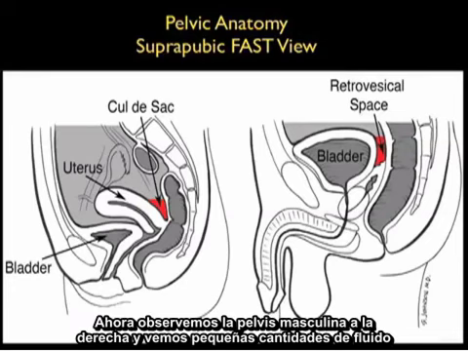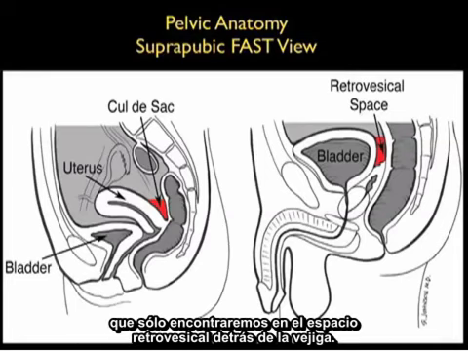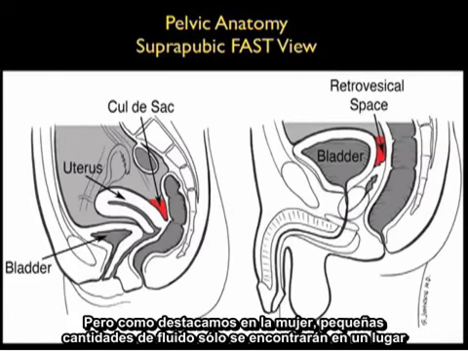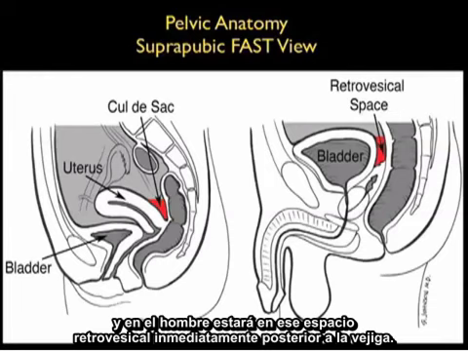Now let's take a look at the male pelvis to the right, and we see small amounts of fluid that will only be found in the retrovesical space behind the bladder. As the amount of fluid enlarges, it will come anterior to settle out over the top of the dome of the bladder, but as we emphasized in the female, small amounts of fluid will only be found in one place, and in the male, it will be in that retrovesical space immediately posterior to the bladder.